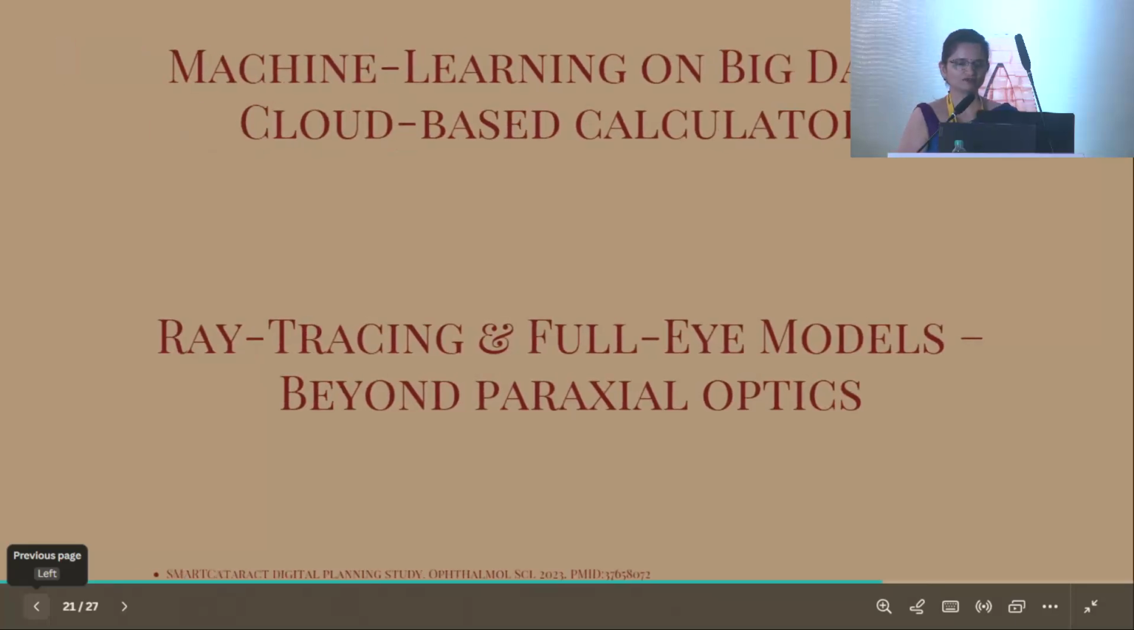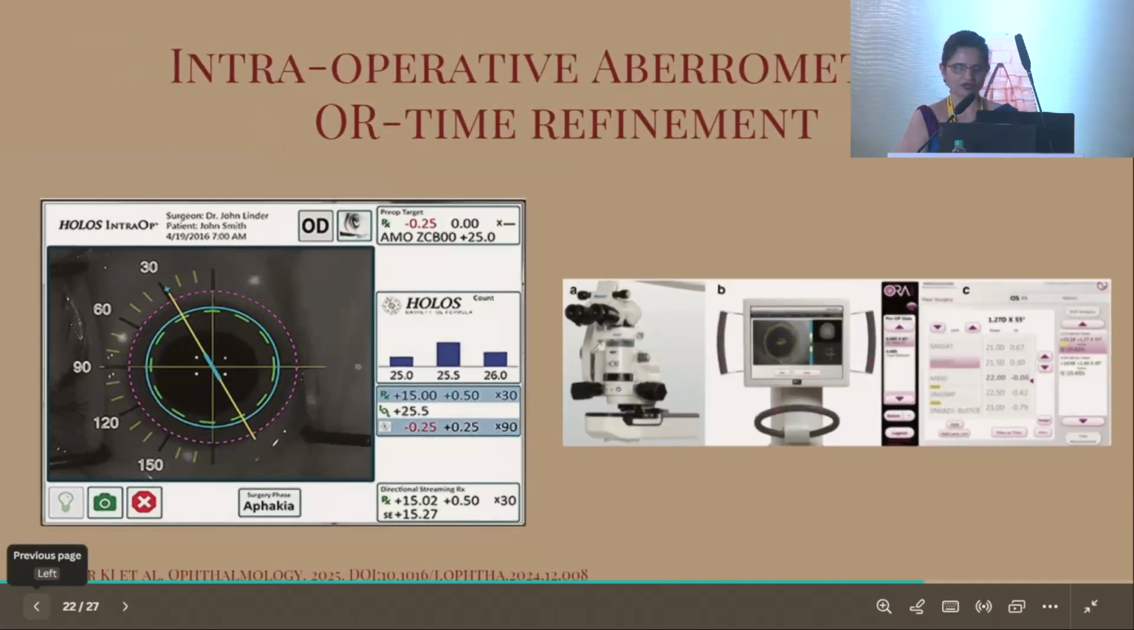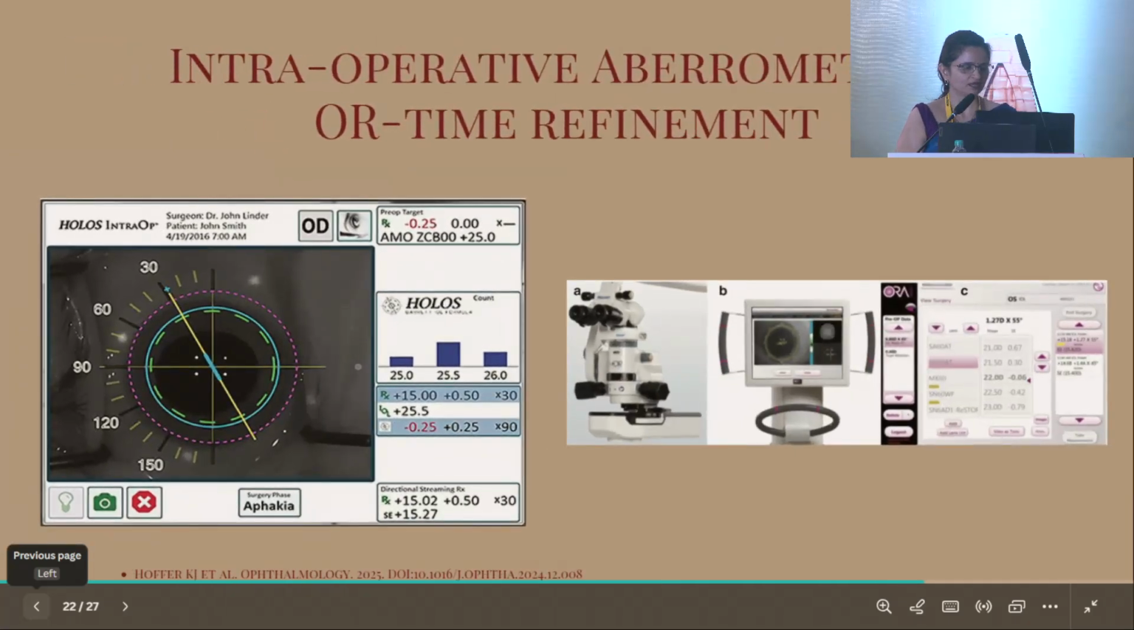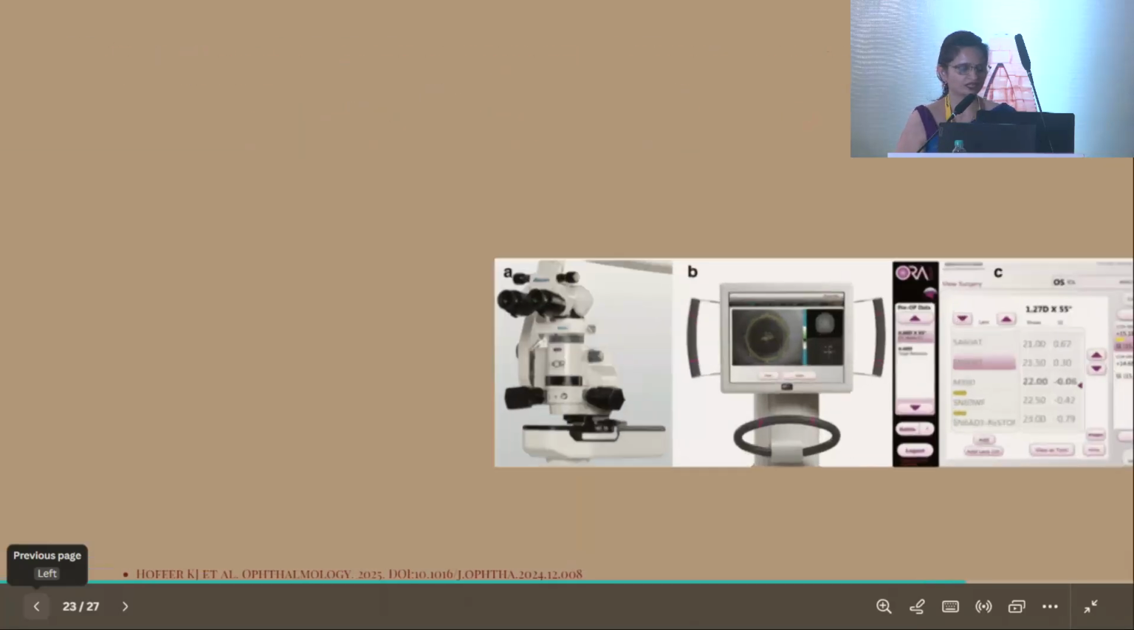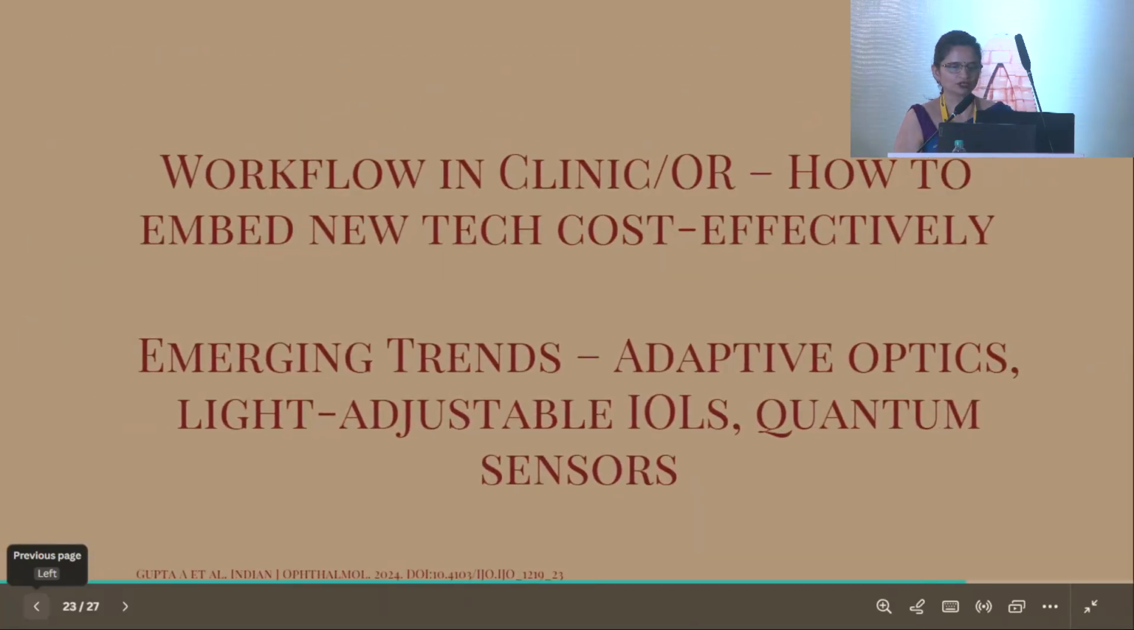Now again we have a lot of machine learning happening. There are cloud-based calculators which are available, and ray tracing and full eye models also that are available. Intraoperative aberrometry, Dr. Balla sir has already very elegantly and beautifully covered in detail, so I am not going to repeat that.